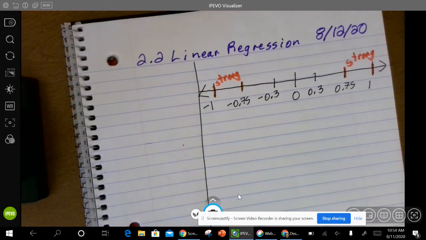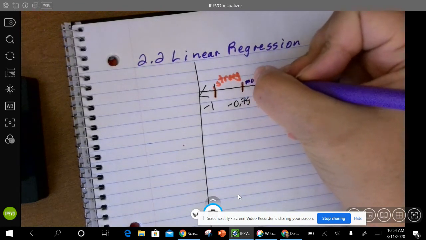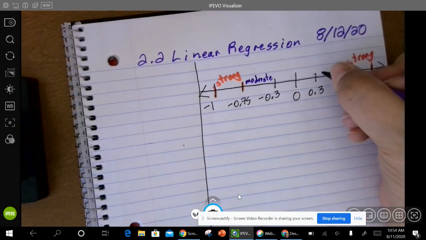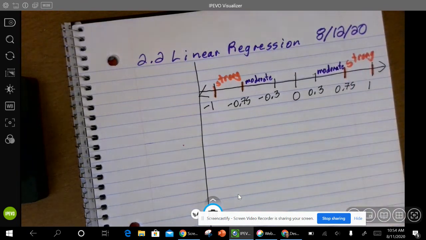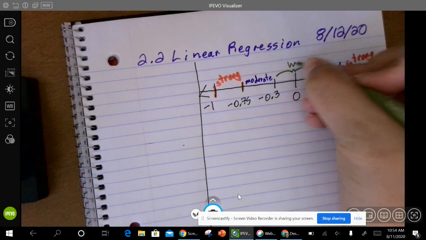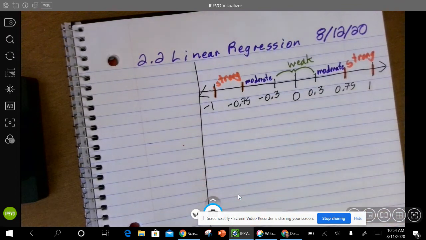Okay, if it's moderate, remember, it's going to include all others. So in between -75/100 and -3/10, and then between 3/10 and 75/100. And then if it's weak, it's going to be between -3/10 and 3/10. Okay, so let's look at some values.